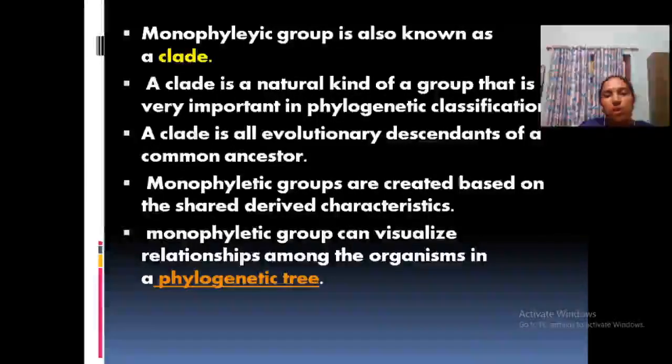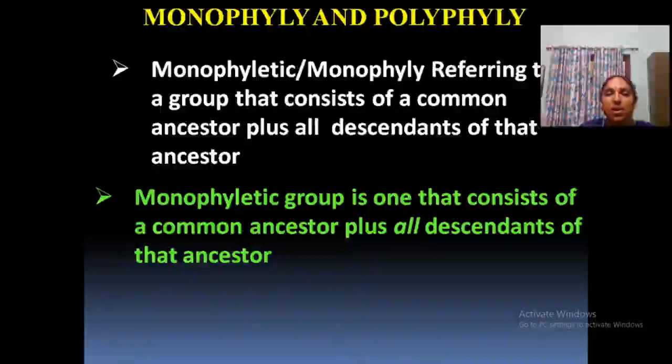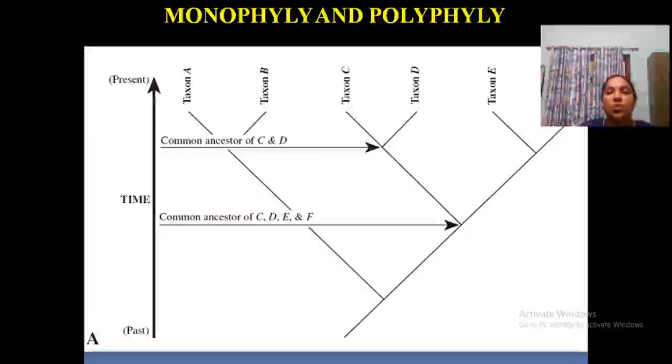Okay. So we can visualize this in phylogenetic trees. It refers to a group containing a common ancestor and its descendants. See, here I have one picture. In a cladogram, what we usually do is, there are two lines. These lines represent the present as well as the past systems, and time also.